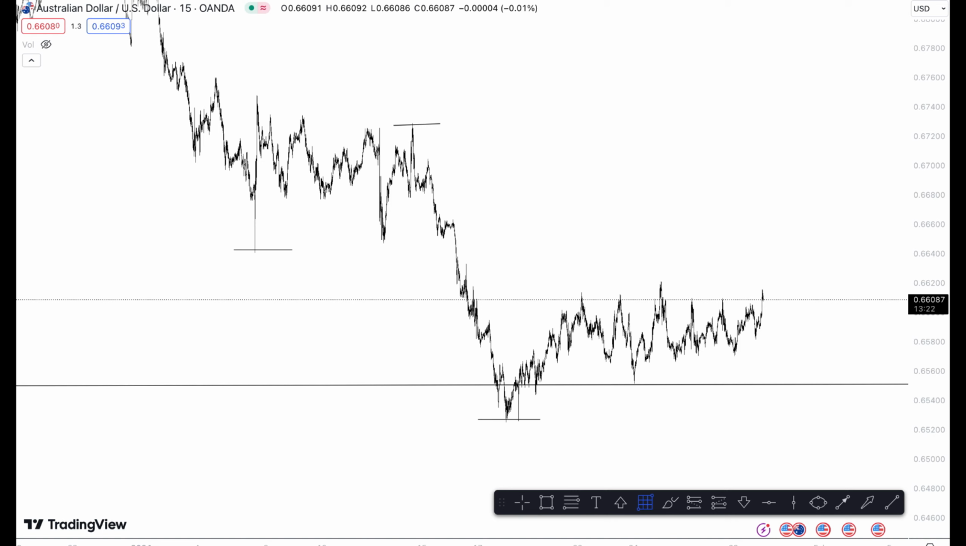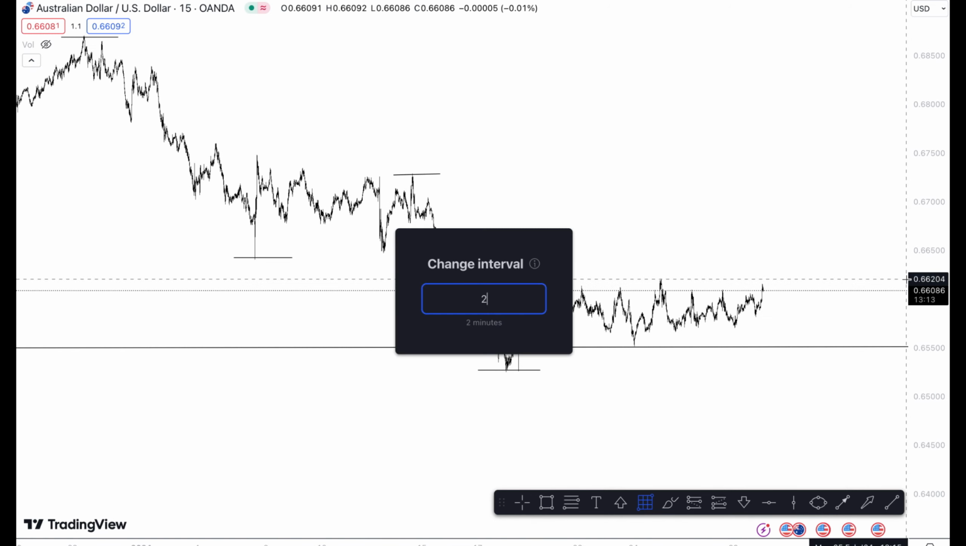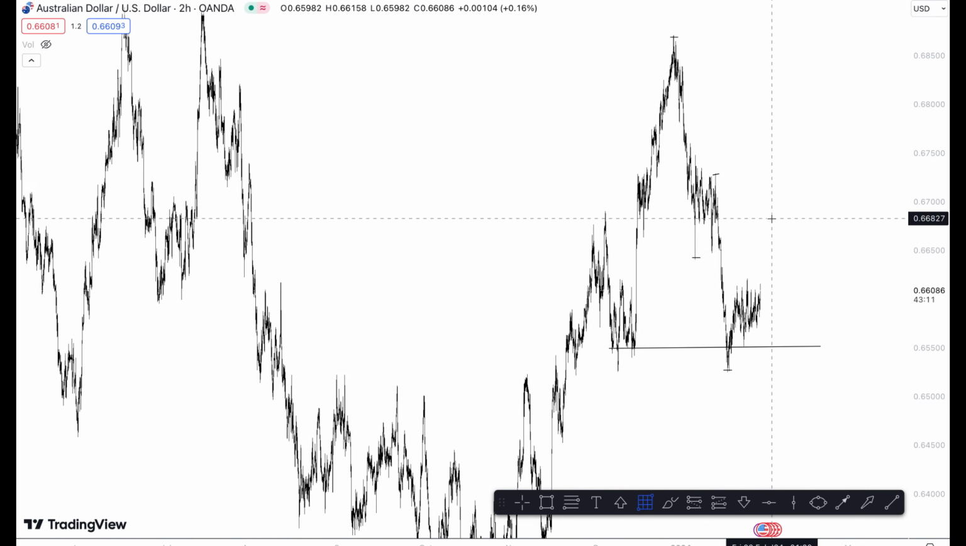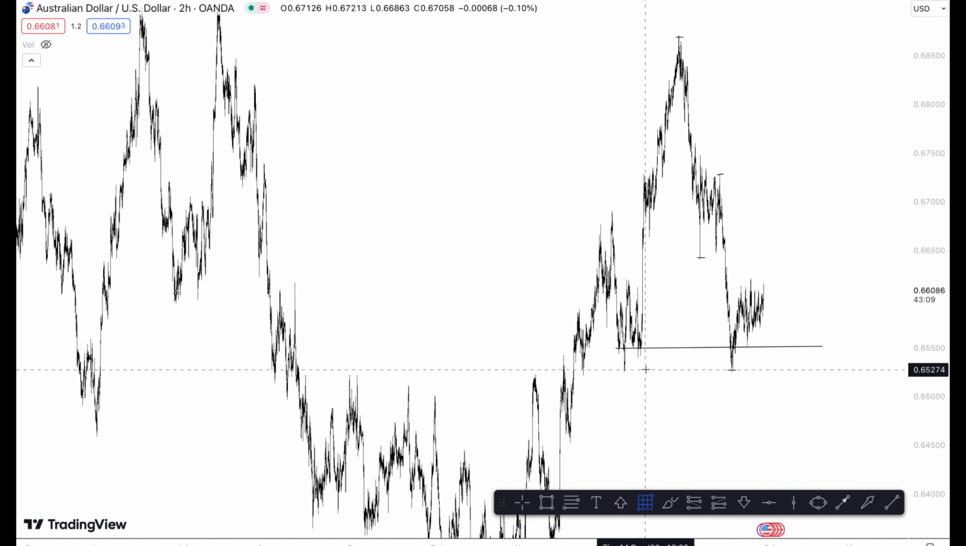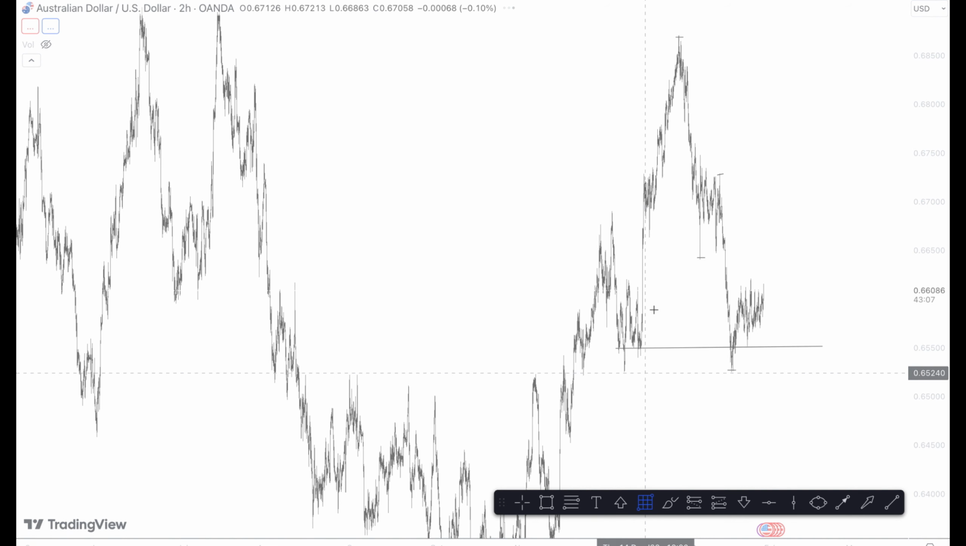So setting the news aside, the first thing I like to do when I go on the chart, guys, is identify market structure. The first thing that I do is, for example, I went to the 2-hour time frame, and I noticed that it looked like there was some liquidity down here. Then I went to the daily time frame.